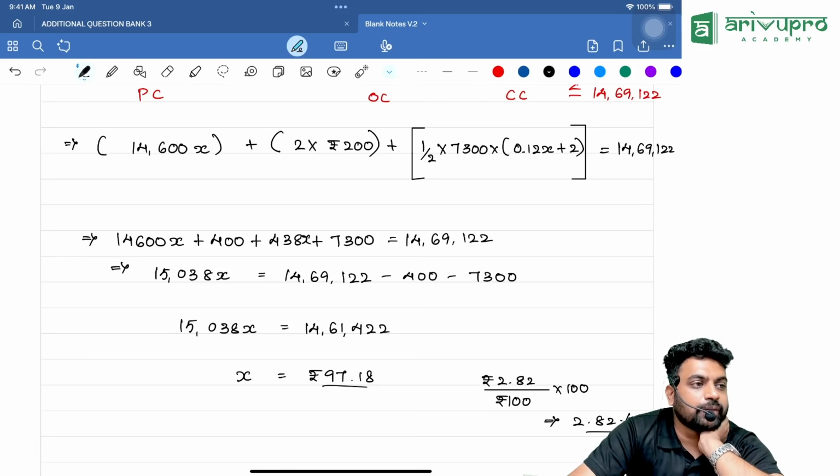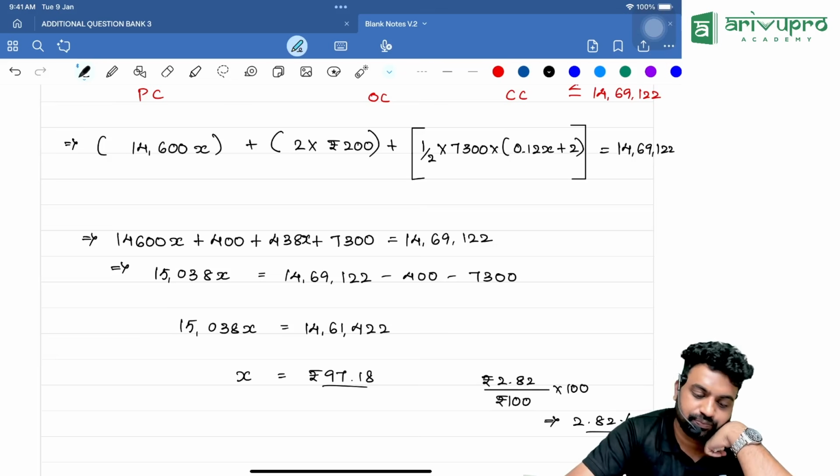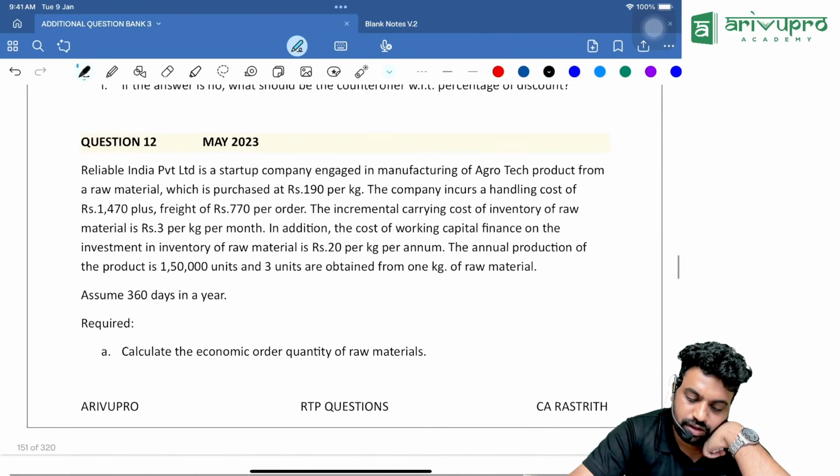Your annual requirement is 14,600. As per quantity discount, you have to get it in just 2 orders, which means in each and every order you are going to place 7,300 units. So order size is 7,300. If it's clear, we can go to the next one. Shall we? 12th one.